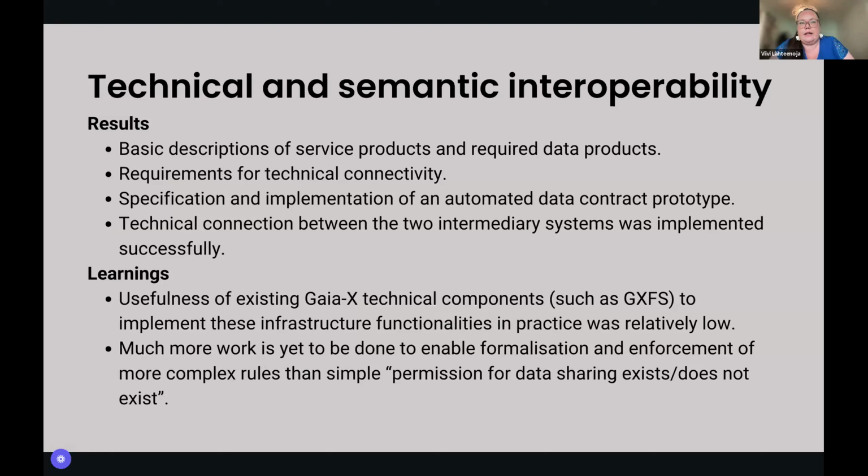So more complex rules like, is there a valid subscription to the relevant service existing, or some temporal bounds on between what times data can be shared and cannot be shared, and so on. There's a lot of work to be done to enable the formalization and enforcement of these kinds of more complex rules.